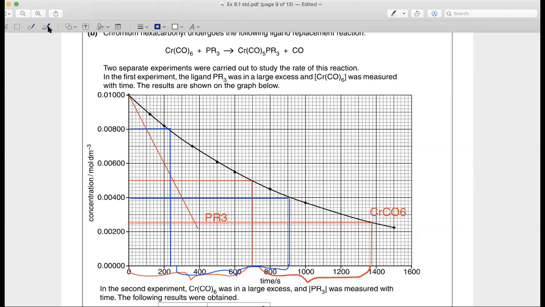How do I erase that? Okay, this part is not half-life yet. This part from 0 to 220, that's not half-life. Why? Because you go from 0.01 to 0.008. That is not half. That's something else.